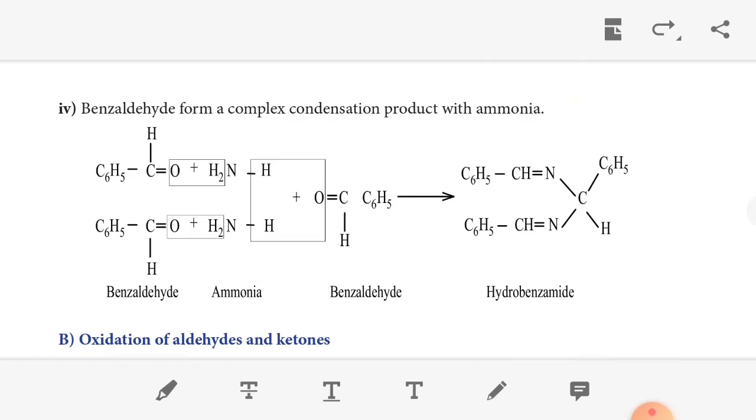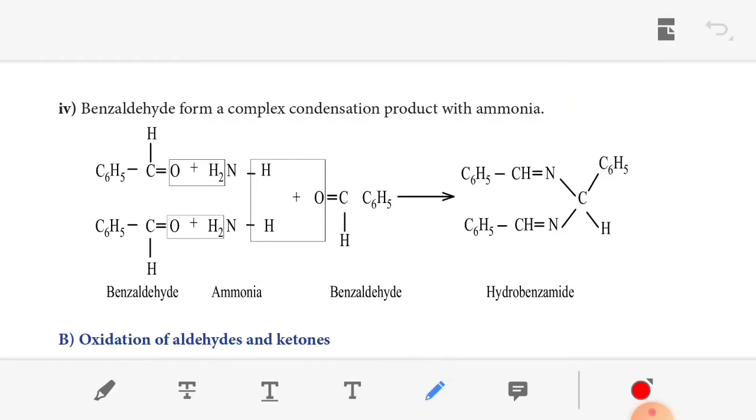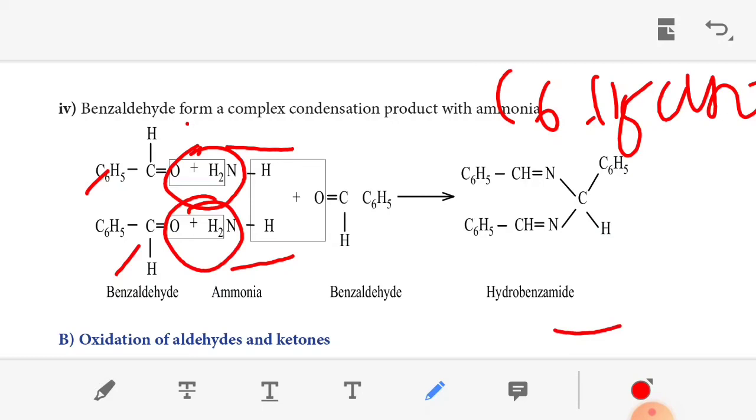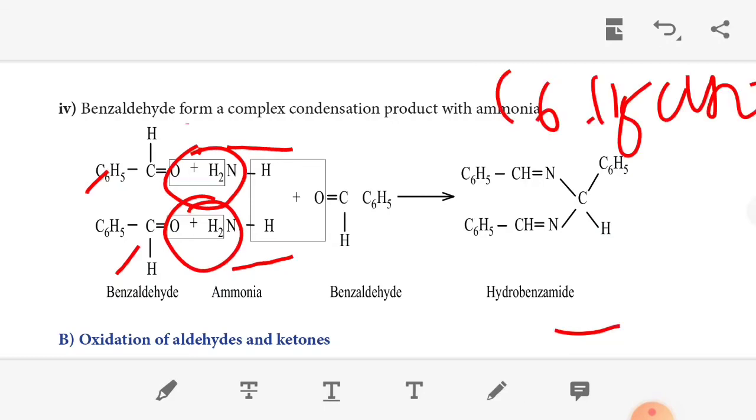The next one, fourth one, benzaldehyde gives a complex condensation product with ammonia. So this is benzaldehyde. What is the formula of benzaldehyde? C6H5CHO. Benzaldehyde plus benzaldehyde with ammonia, NH3. So 2 molecules of benzaldehyde, then 2 molecules of ammonia. Here one water molecule is removed, then another water molecule is removed. Then another benzaldehyde. So 3 molecules of benzaldehyde and 2 molecules of ammonia give a compound, hydrobenzamide. That is a complex condensation.